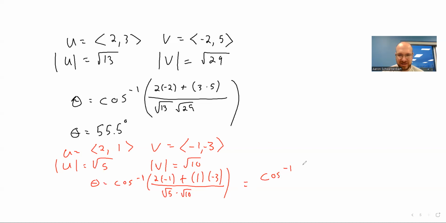That's -2, that's -5. With the square roots, I can just multiply what's inside. But the one above, I just plugged in 13 times 29, so I'll show that. Here, I would probably just make the 5 times 10 of 50. And you don't have to necessarily simplify this, but if you can, it's sometimes a little quicker. 135 degrees. Okay.